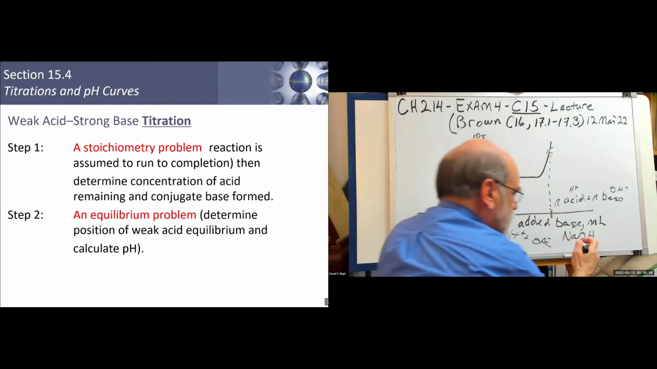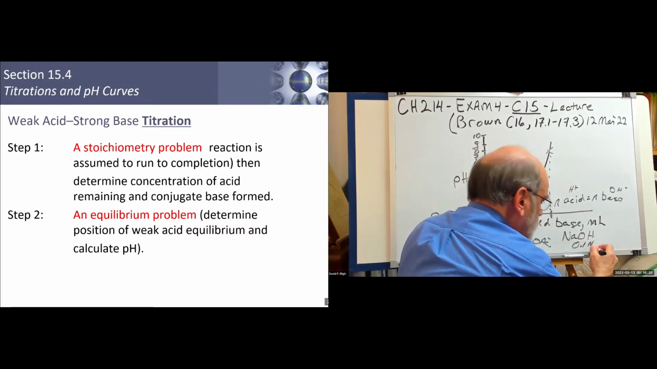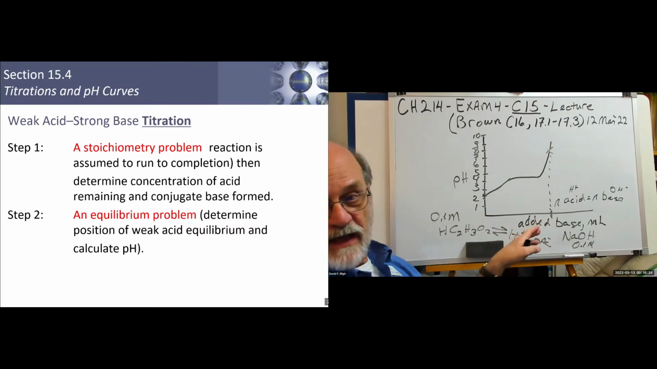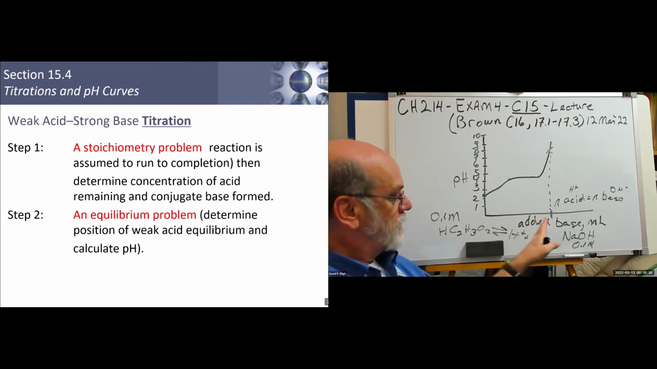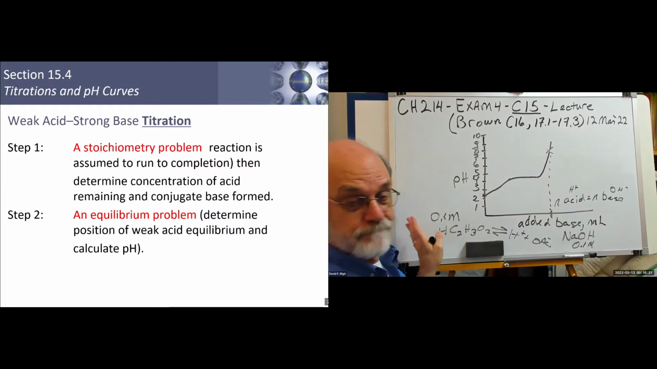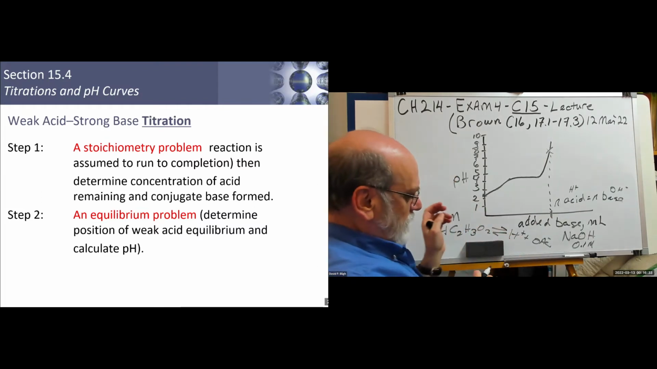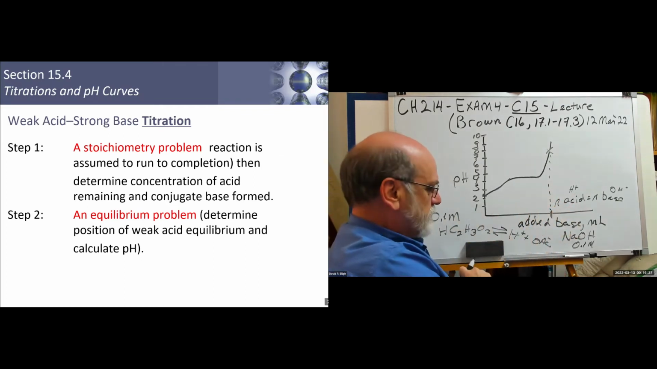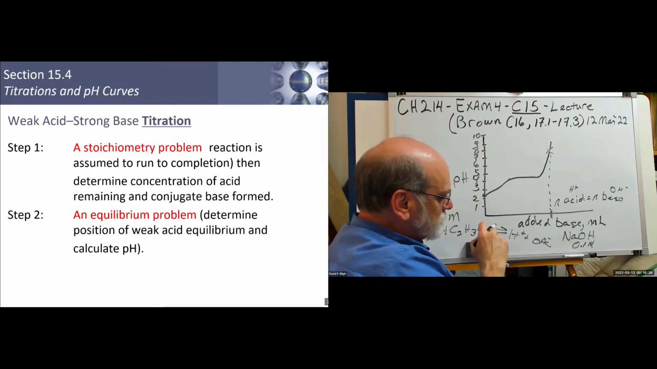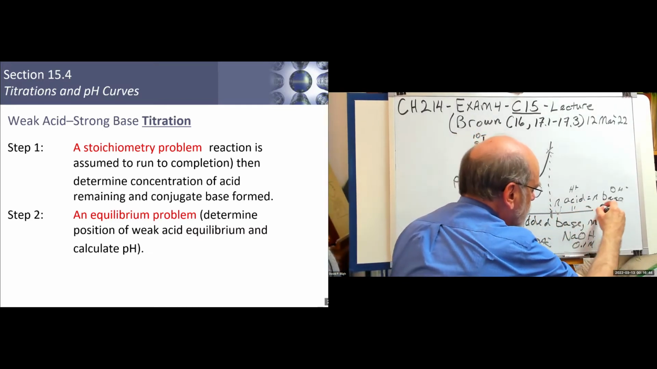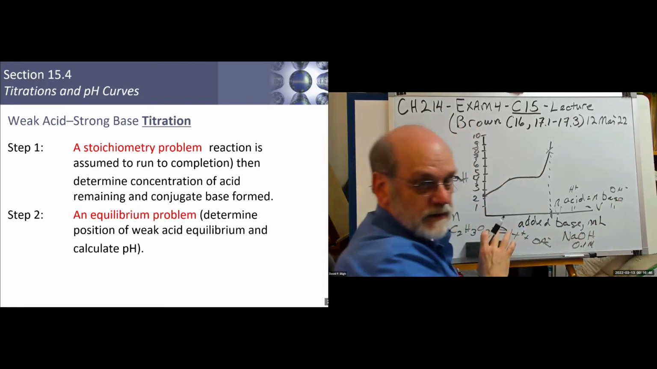And if this concentration is 0.1 molar and this concentration is 0.1 molar, then this also means that the volume of base is equal to the volume of acid. And that's usually the way we do it. It's simpler to calculate from that basis. So the volume of acid equals the volume of base in this case.